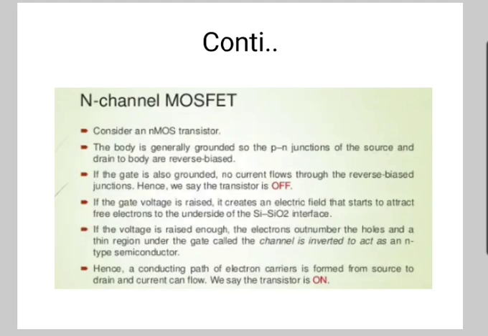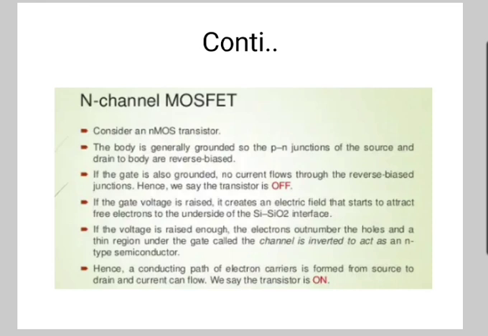So N-channel MOSFET. Consider an NMOS transistor. Here the body is generally grounded, so the PN junctions of the source and drain to body are reverse biased. If the gate is also grounded, then no current flows through the reverse biased junction. Hence, we say the transistor is off.